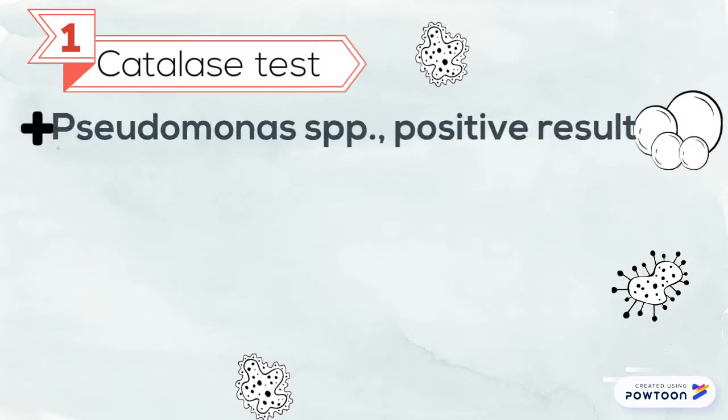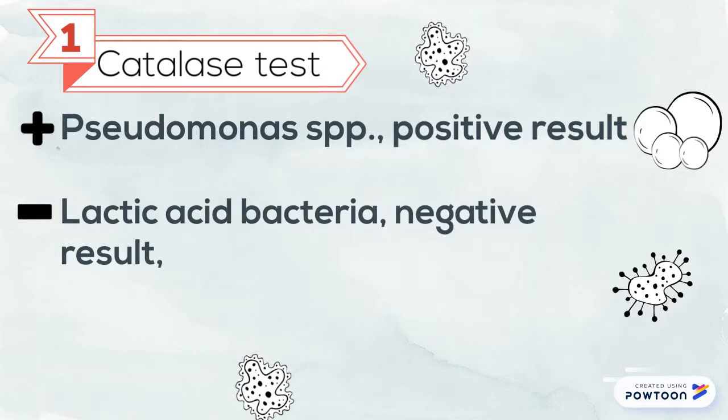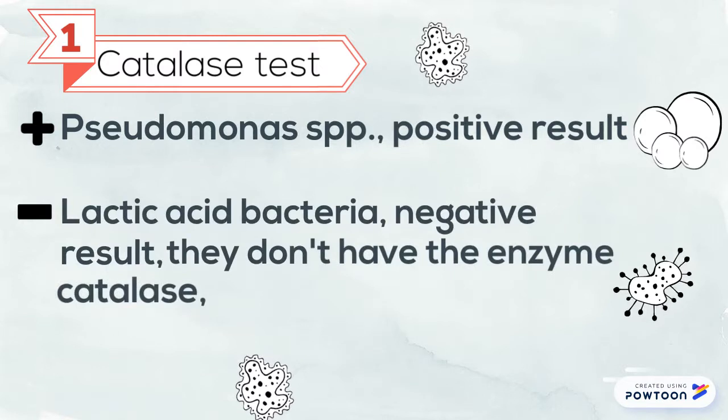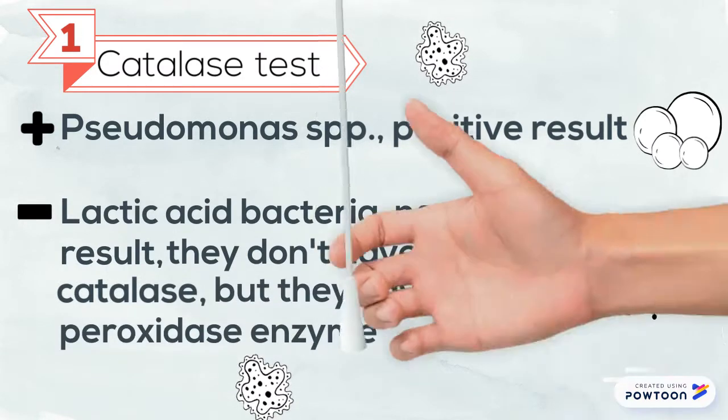It has been found that Pseudomonas species have a positive result towards this test, whereas lactic acid bacteria have a negative result as they don't have the catalase enzyme, however they have the peroxidase enzyme.